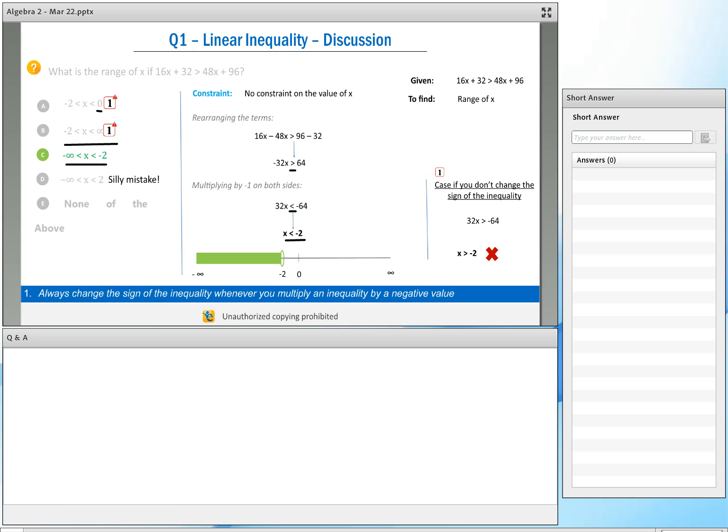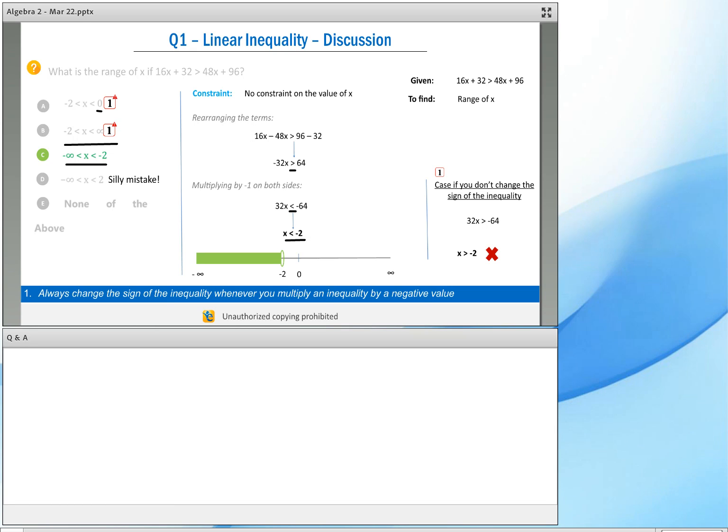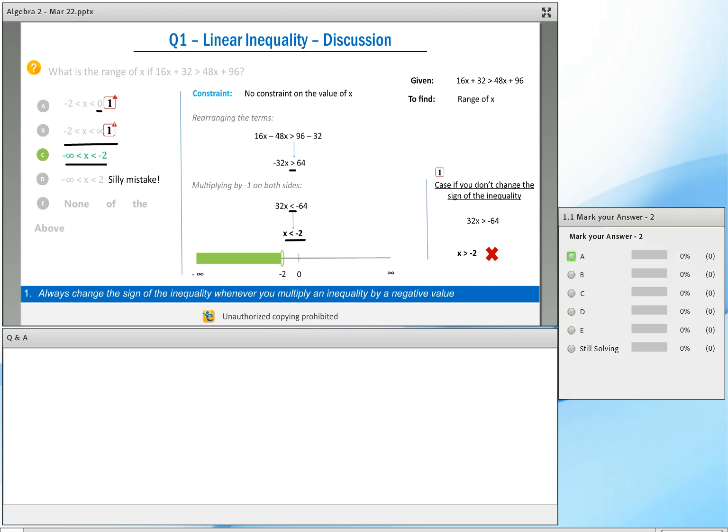All right, let's clear all answers. We're going to go towards the next question. The next question is going to build upon this, so don't forget this one. Let's go towards still solving. 50 people still solving. 41, 43. Let's get to 50 people saying still solving, guys. 48, 50. Cool.